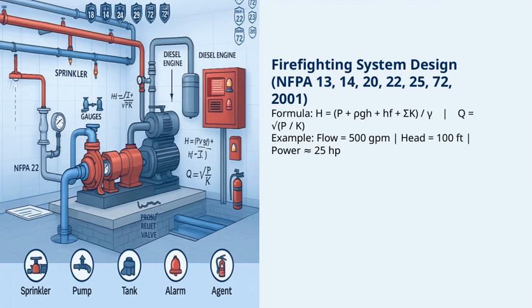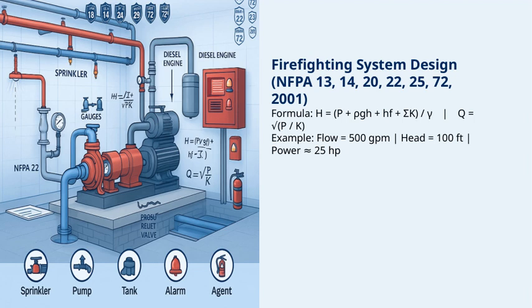The first formula is for the head, H, which accounts for several factors: the pressure, the weight of the water due to gravity, friction losses, and fittings or other losses. Specifically, H equals the sum of pressure, rho for the water's weight, HF for friction head loss, and the sum of K values for fittings or valves, all divided by the specific weight of water, gamma. This helps us determine the pressure head needed at various points in the system.